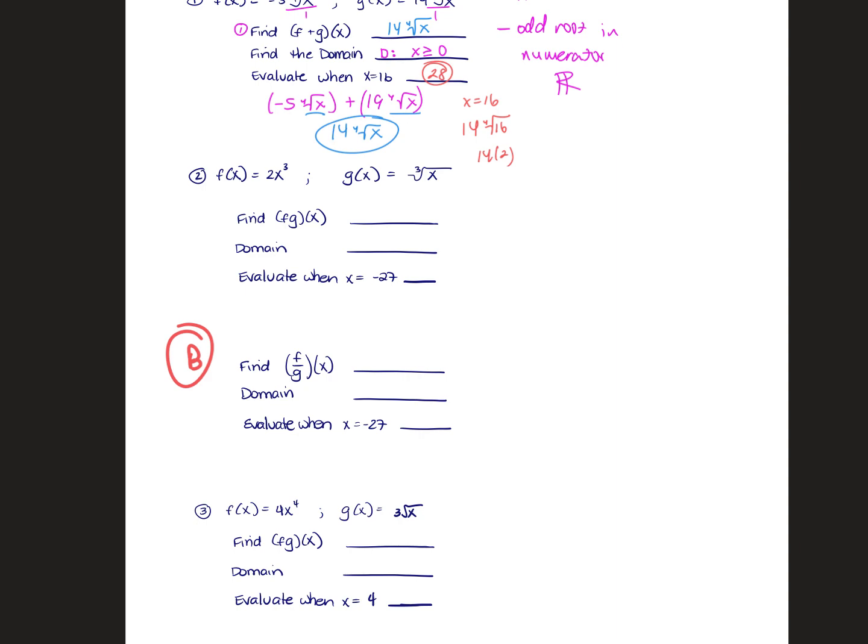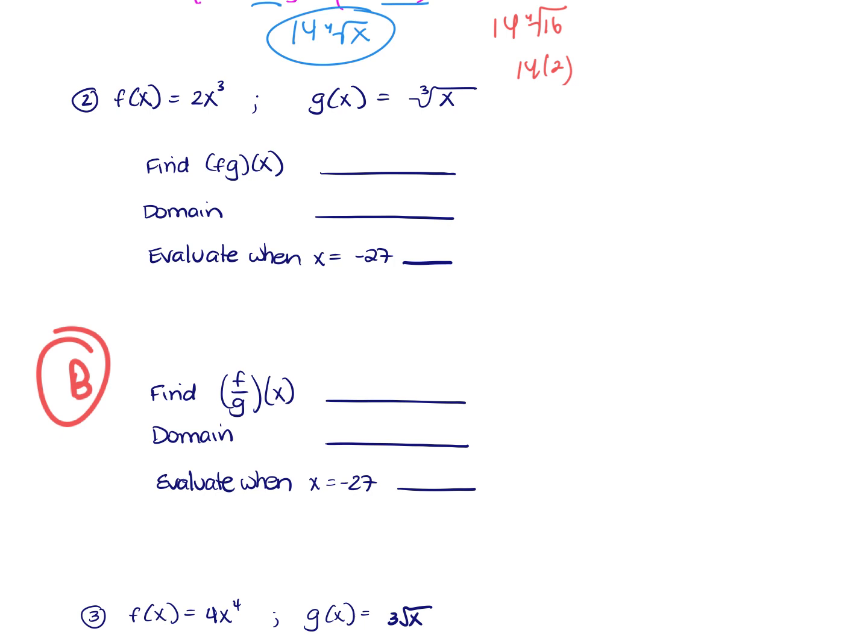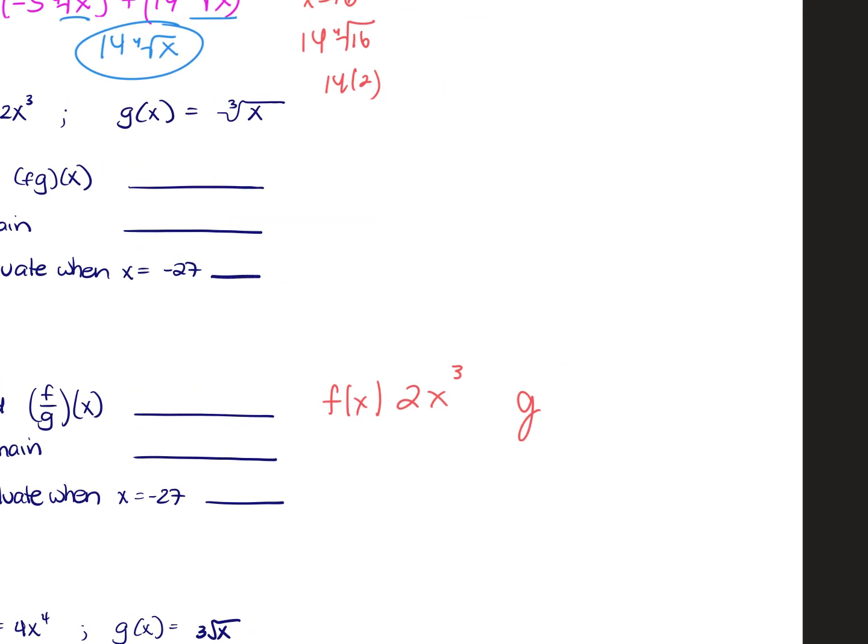So in this case, let's look at what we have here. I have f is 2x cubed, and g is the cube root of x. Do you have any domain restrictions here? Do you have any numbers you're not allowed to plug in? Can you multiply a negative number by itself 3 times? Yes. Can you multiply a positive number by itself 3 times? Yes. There's no domain restrictions there.